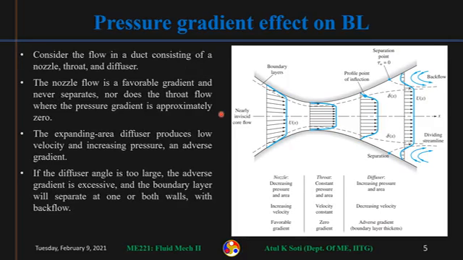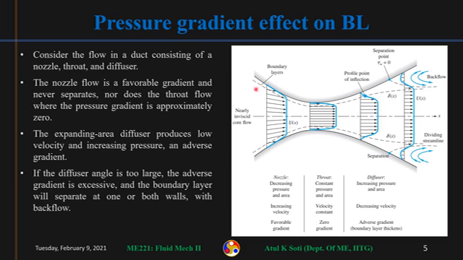So to illustrate this effect of pressure gradient and the effect of flow separation, let us consider a flow in this geometry. This is like a converging and diverging channel, a converging-diverging channel. Okay, so this is the nozzle area, this is the throat area, and this is called the diffuser area. Nozzle area is where area is decreasing, diffuser area is where area is increasing, and throat area is where minimum area occurs. Okay, so in this, flow is happening.